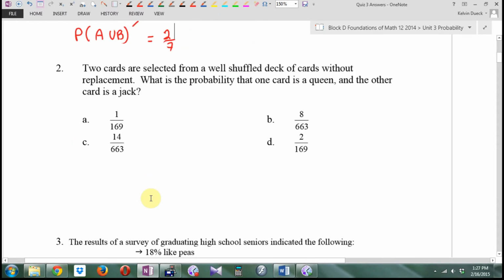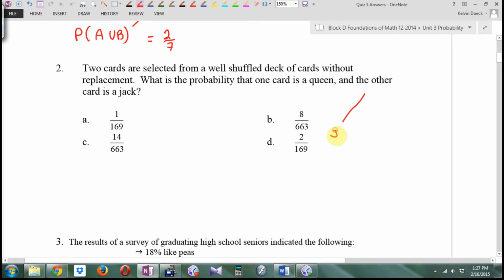Number 2. How many cards? Tree. Not 3, a tree. I'm going to do a tree. So it says, what's the probability that one card is a queen and the other card is a jack? Well, this is a problem. This is actually a harder question than at first glance, and I did this on purpose.